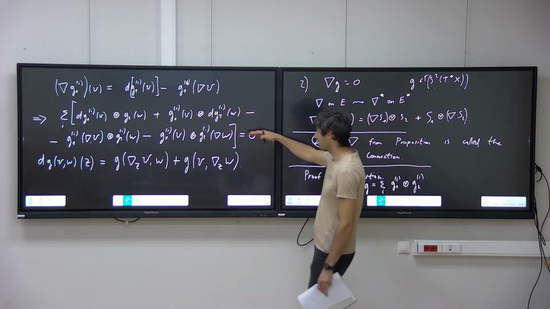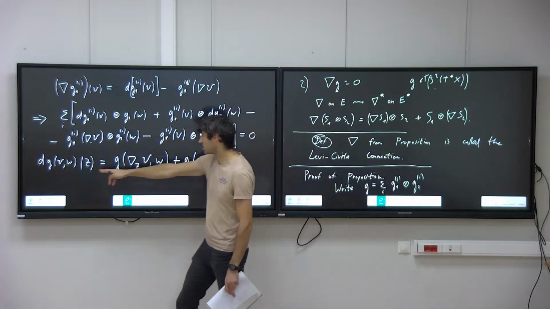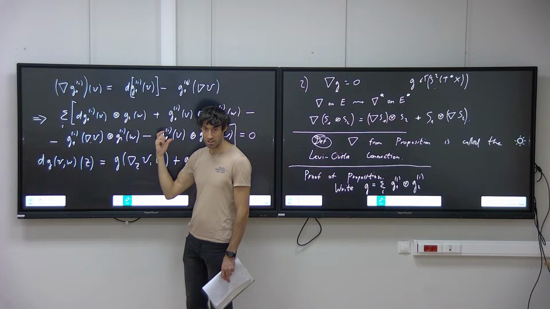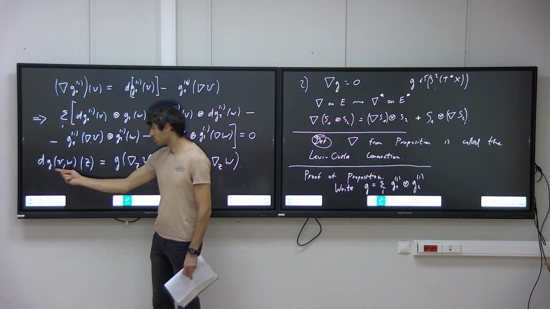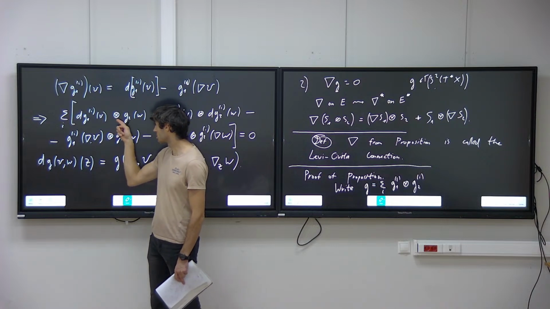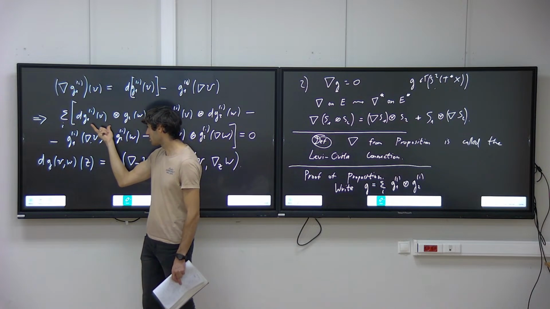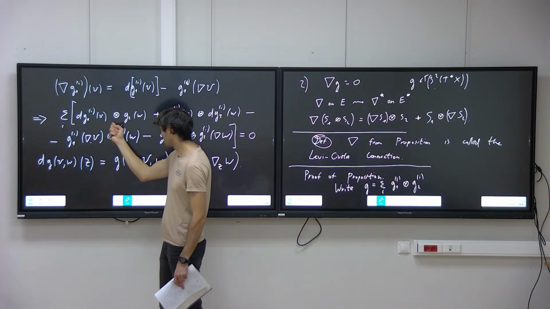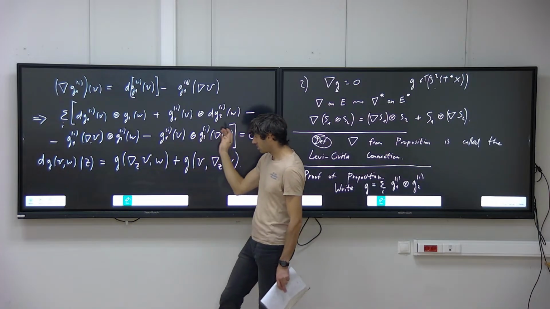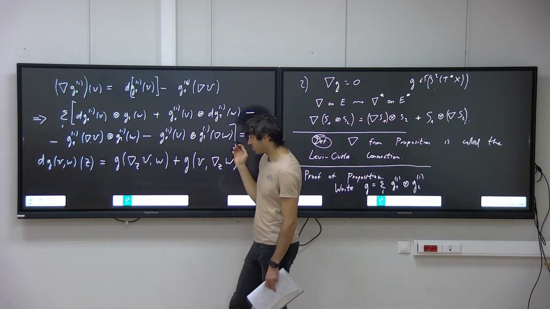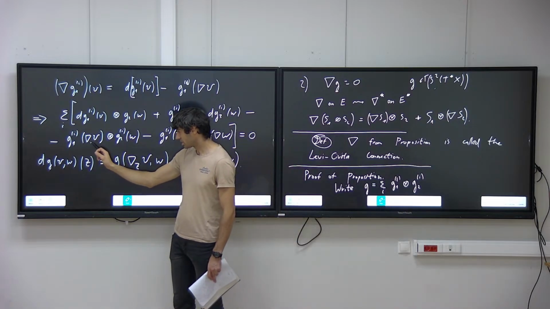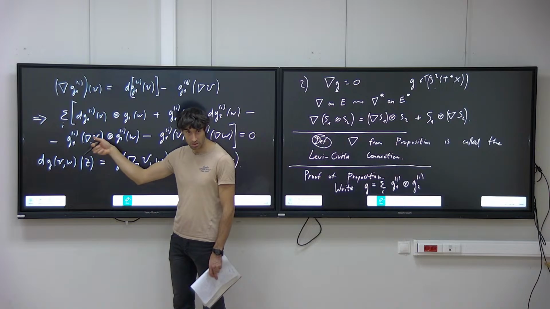So basically, what I'm saying is that this term is this guy because of the Leibniz rule, right? I act on it. So this is a one form evaluated at a vector field Z. This means that this is a one form evaluated at Z and this one form evaluated at Z. And on this side, what should I evaluate?